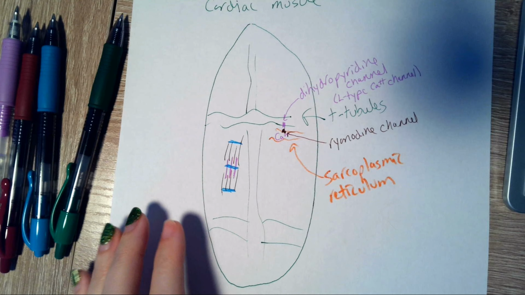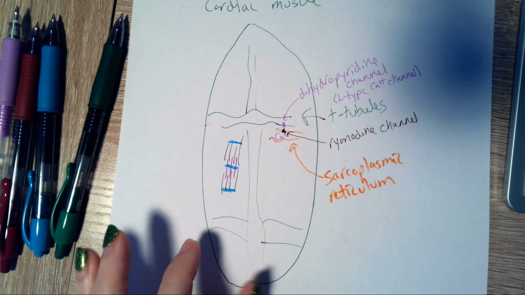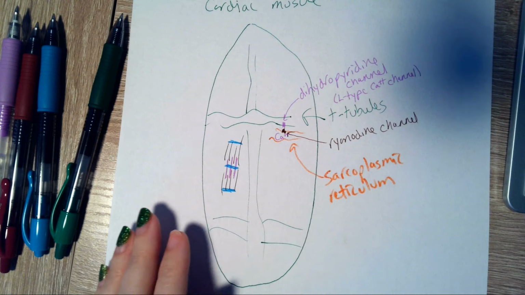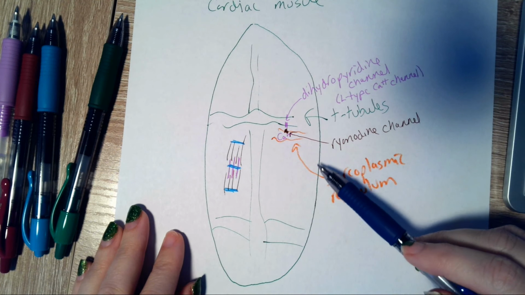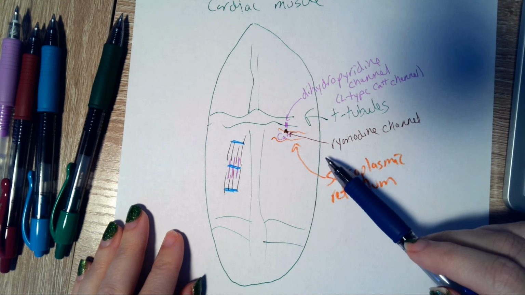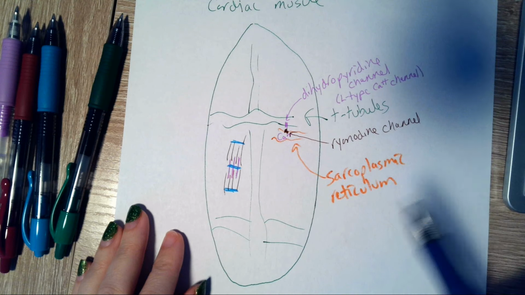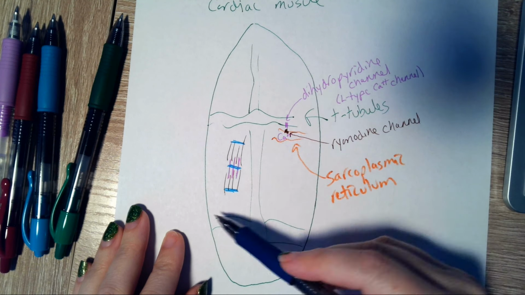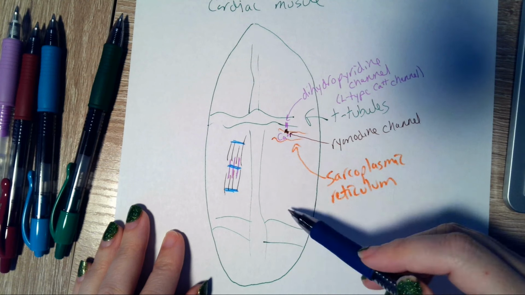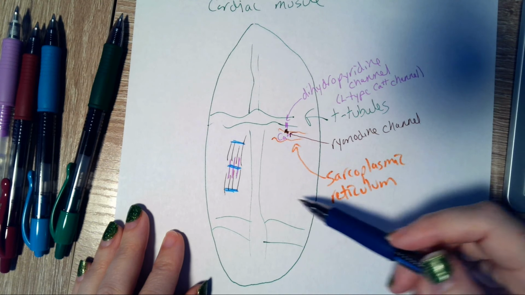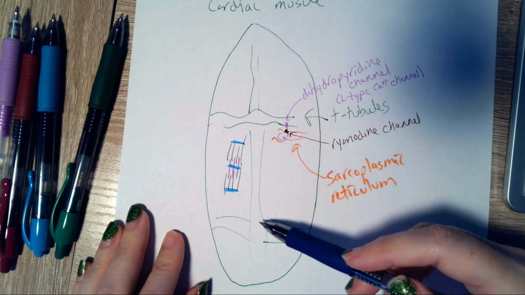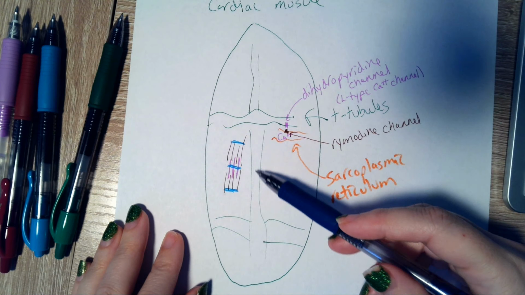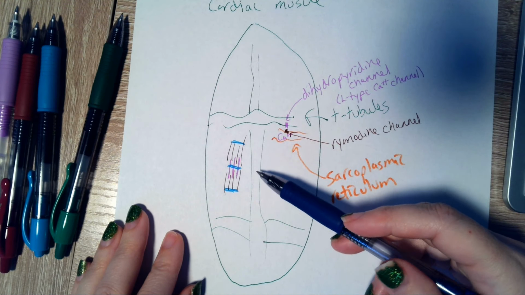So I've drawn it a little bit wider than it would be. It would be a little bit more narrow than this. But I wanted to have enough room so you could see everything in here. And it's got some similarities to skeletal muscle. Namely, one, we've got our T-tubules, which I've drawn as these crossing extensions here, which are going to carry the action potential throughout the entire cell, which skeletal muscle also has.